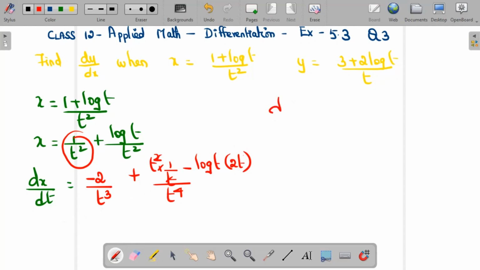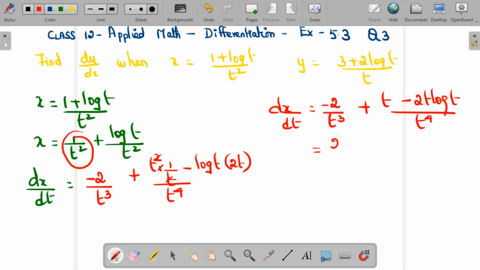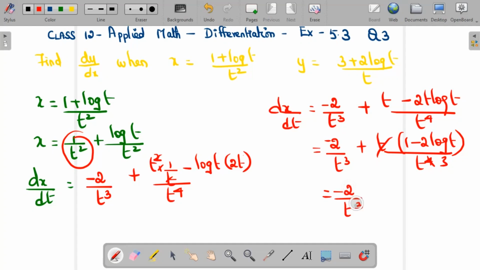So let's rewrite that. So dx by dt is equal to minus 2 by t cube plus (t minus 2t log t), the whole thing divided by t power 4. So I'm going to take the t common outside. So minus 2 by t cube plus t into (1 minus 2 log t), the whole thing divided by t power 4. So I can cancel out the power and reduce it to t cube. So it is minus 2 by t cube plus 1 by t cube minus 2 log t by t cube.